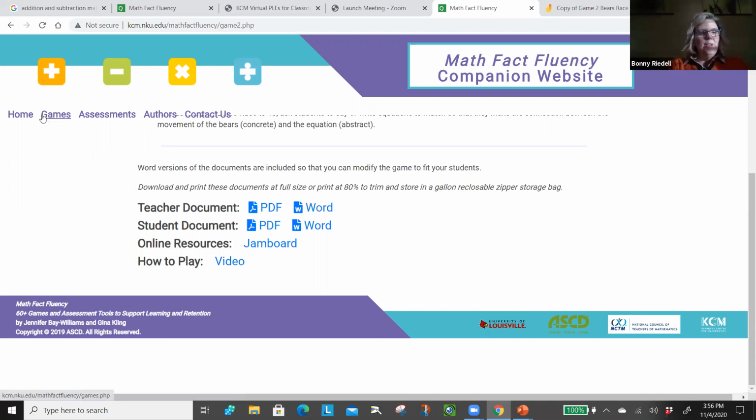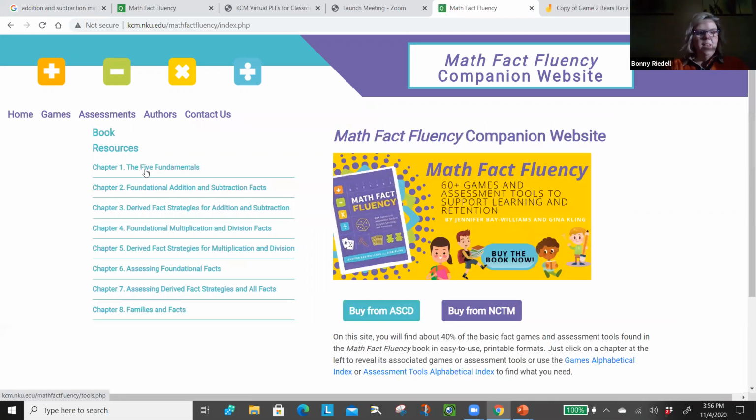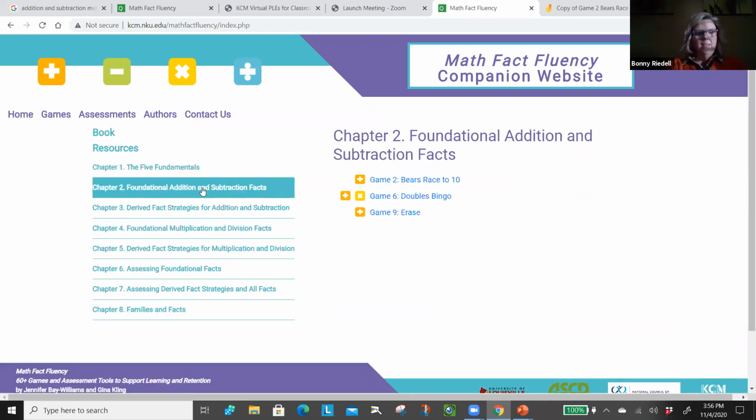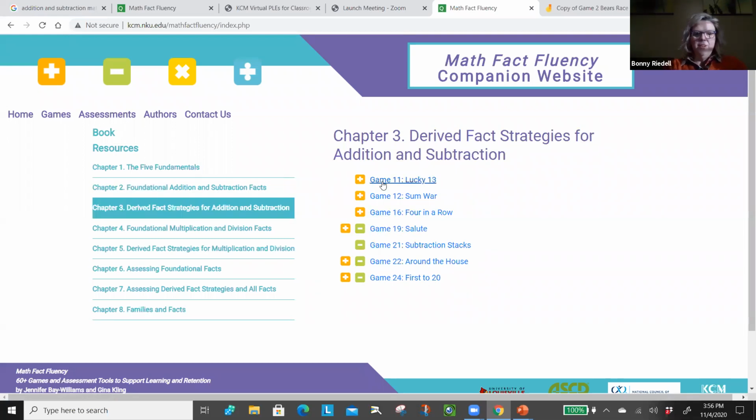Okay, so then we'll go back to home. And there are 2 other games within chapter 2: doubles, bingo, and erase. Then you can come down to chapter 3, and there are several games for the derived fact strategies for addition and subtraction. And if you look over to the left, it will tell you exactly what operations it targets. So some of them just target the addition facts, and some of them target the addition and subtraction facts. There are a lot of multiplication games as well.